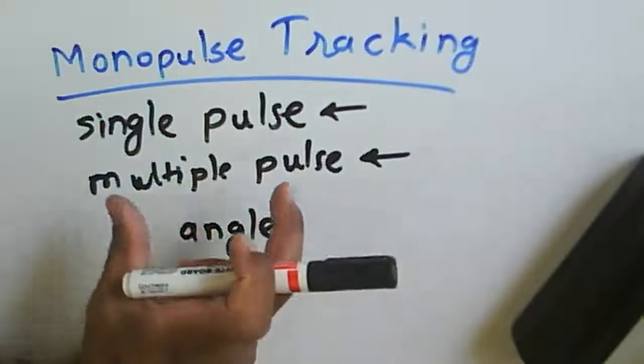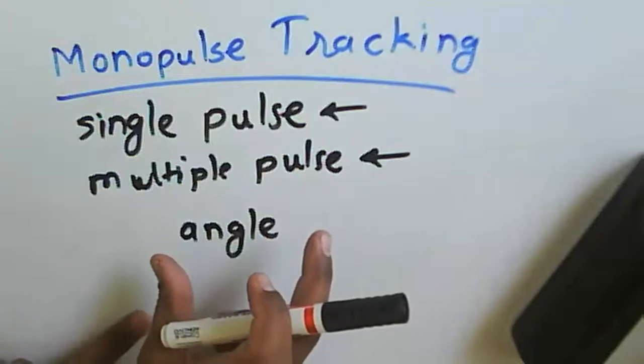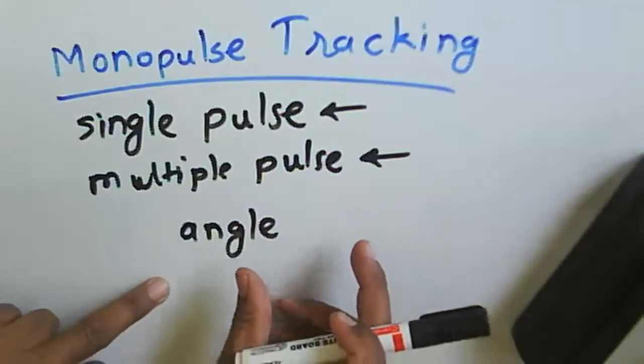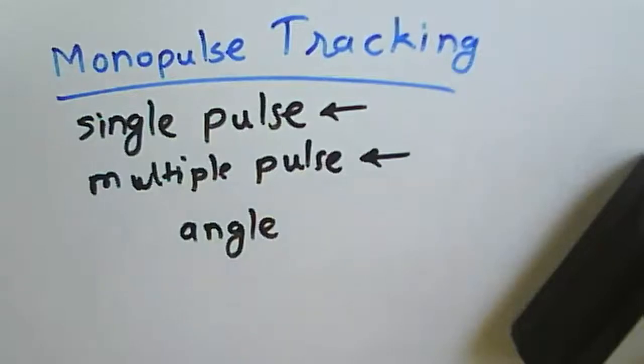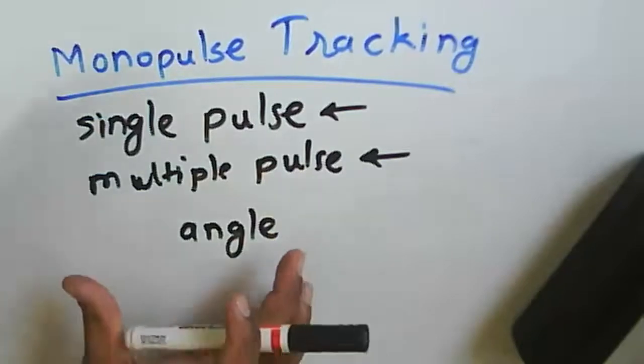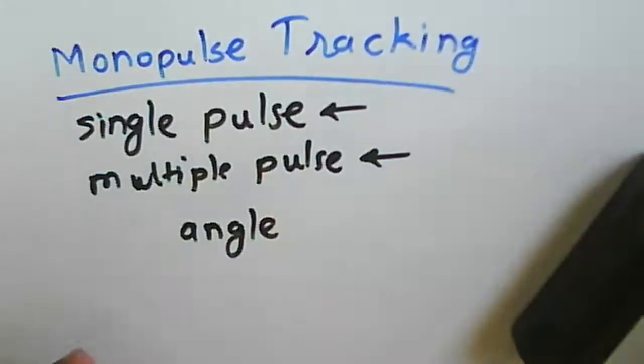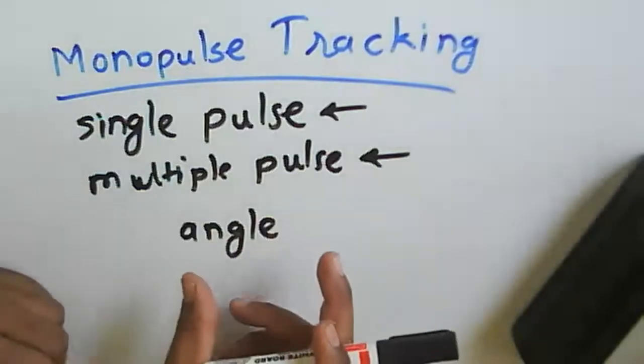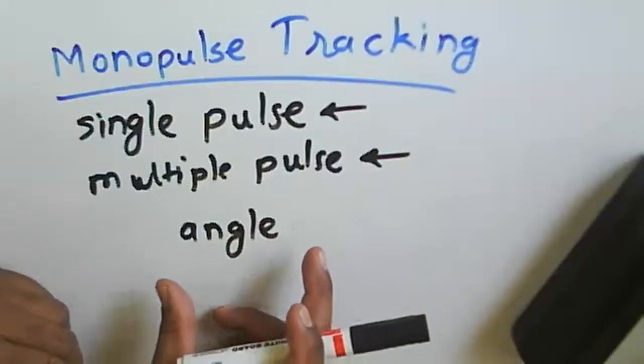And then if we are using a single pulse, the probability of identifying a particular location, or the probability of detecting that particular target, is low. In terms of accuracy, it will be low. If you use multiple pulses, the probability of detecting or locating the target is higher, in which case the accuracy will be more. So that's why we consider multiple pulses instead of a single pulse.